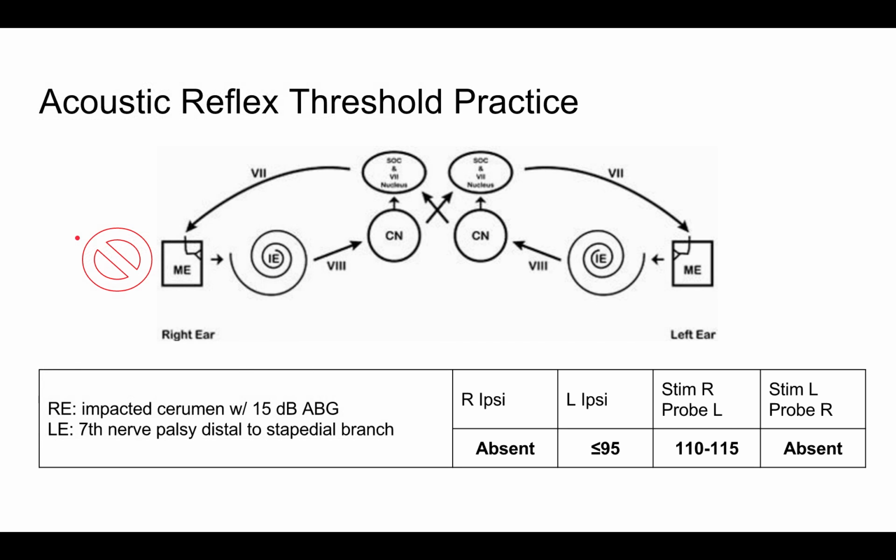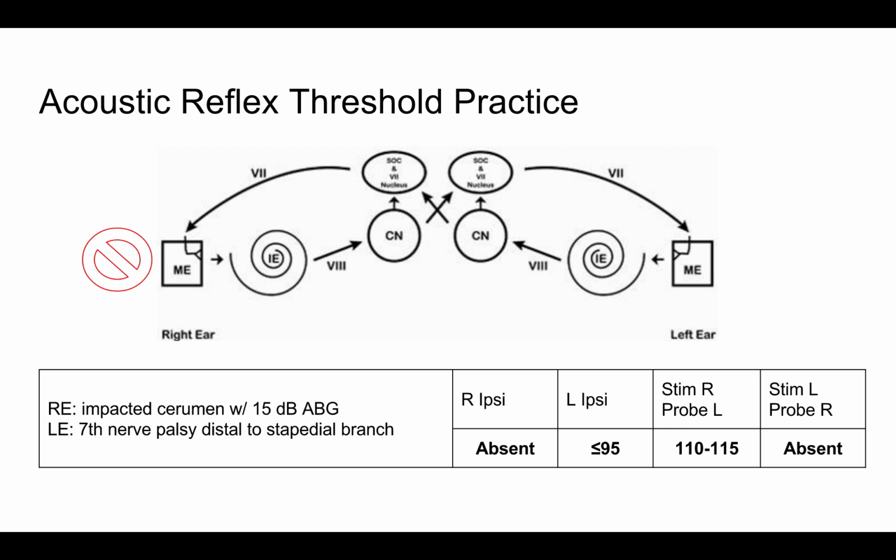All right, so left ipsi, we have reflexes that are less than or equal to 95 dBHL because the left ear is more or less normal for the ipsilateral pathway. And then what about the right contra here? We have stimulus in the right ear and we have the probe in the left ear. Well, now this comes back to the thing where we have the 15 dB air-bone gap. Yes, we have cerumen there, but that's not the more relevant part. The more relevant part here is the 15 dB air-bone gap.